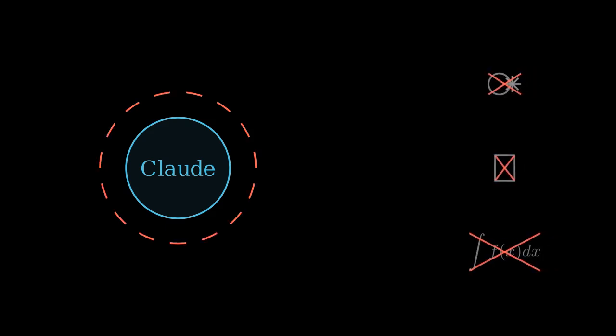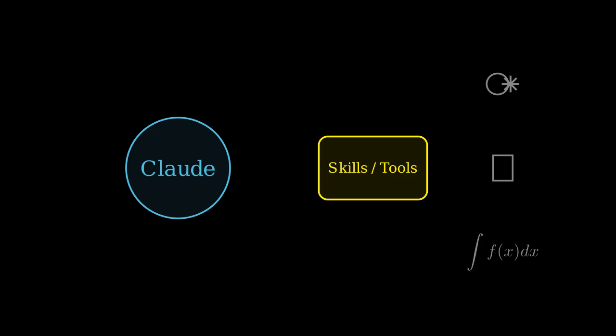At its core, Claude is a large language model designed to process and generate text based on the vast amount of information it was trained on. However, on its own, Claude is a closed system. It cannot see your private files, check the current weather, or execute complex math in a live environment. This is where skills, also known as tool use, come into play.